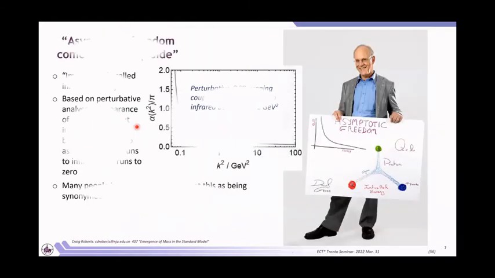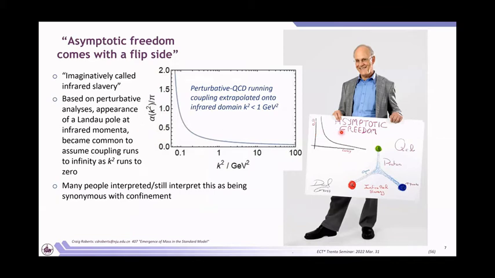Now, from the very beginning of QCD, the notion of asymptotic freedom came with a flip side, the notion of infrared slavery. This is based on perturbative analyses, which place a Landau pole in QCD at around 0.2 GeV all squared. This leads people, or has led people, to imagine that the running coupling might continue to increase to infinity as k squared, the energy scale, goes towards 0. And that was often, and is often still, interpreted as being synonymous with confinement. A linearly rising potential, some have argued, will come from such interaction. And the time now is to ask whether this notion is correct.